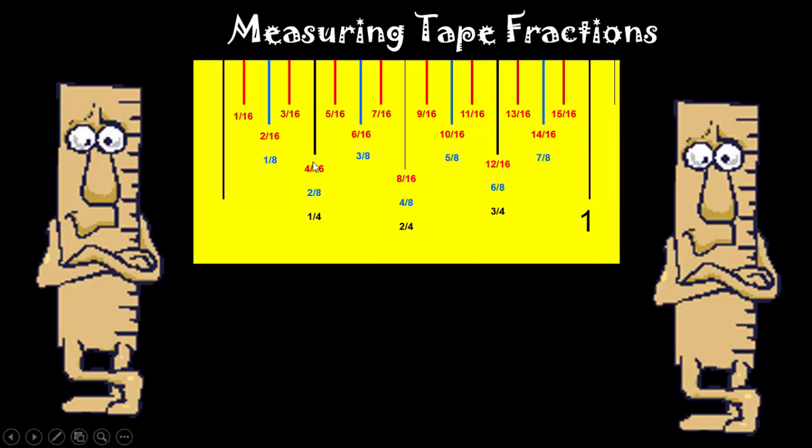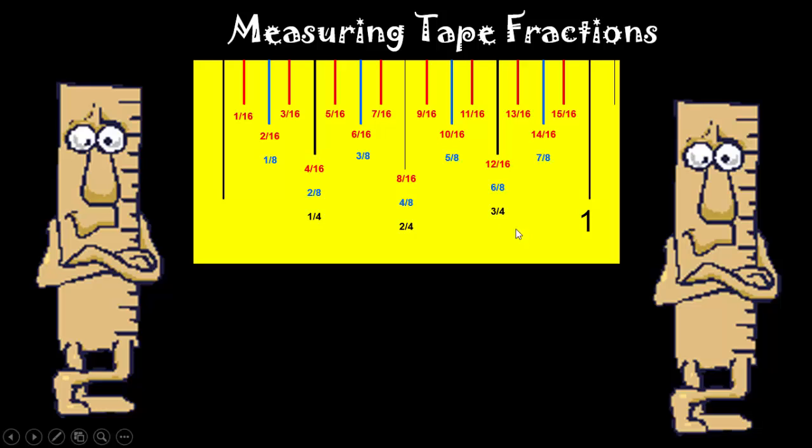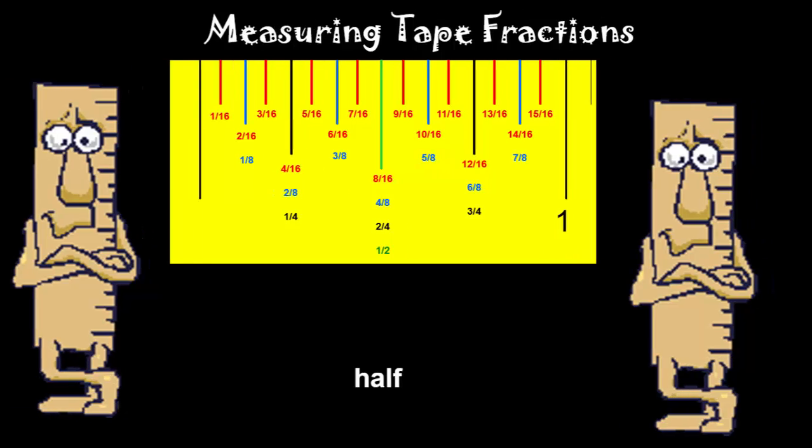The next bigger lines we're going to deal with is the fourths. And the fourths are the black ones here. So 0/4 we start from the beginning, then 1/4, 2/4, 3/4, and then finally 4/4, which is 1. And then in the middle here, in the gray, is 1/2. So 0/2, 1/2, which is a half, and then 2/2, which is 1. So this is how our measuring tape is divided.